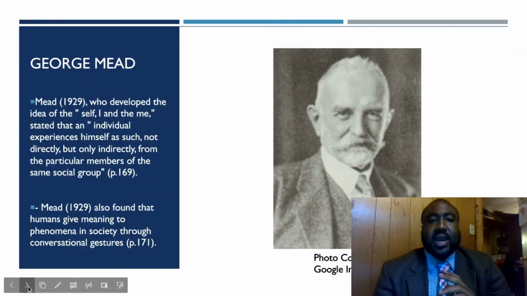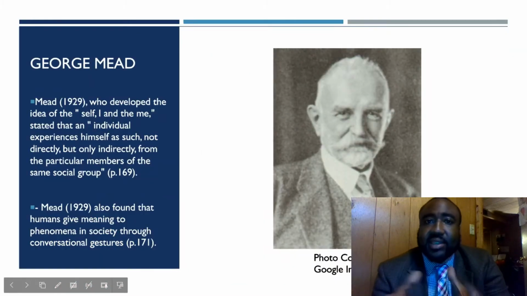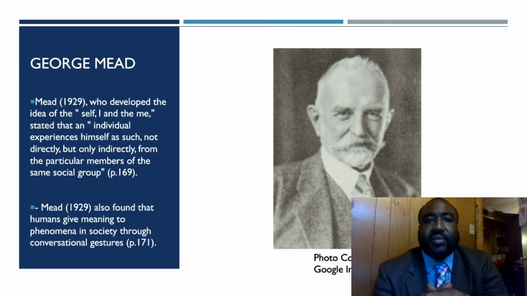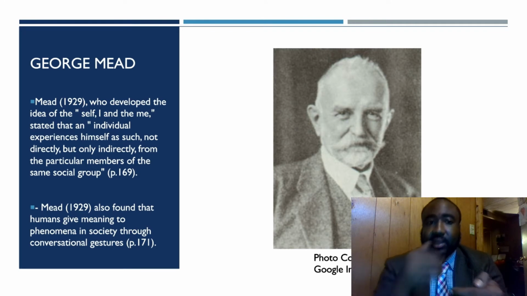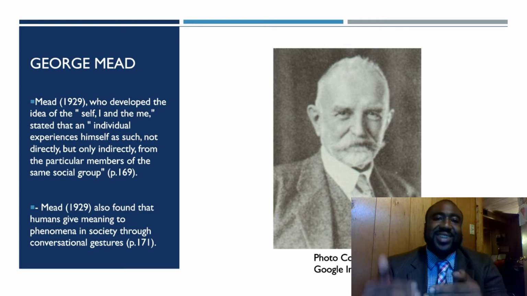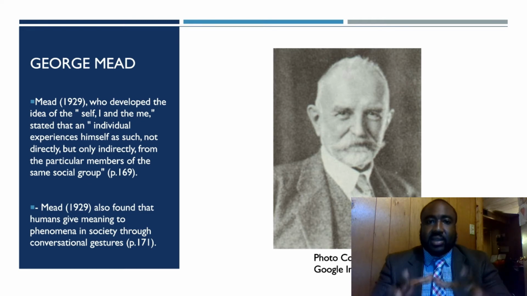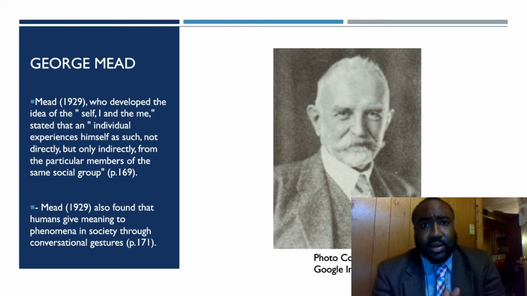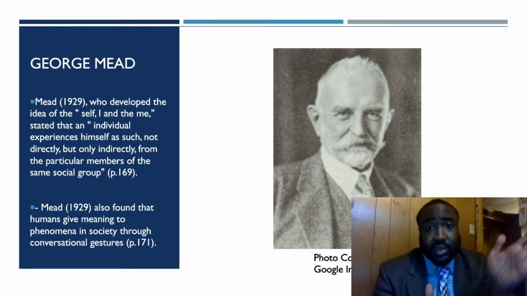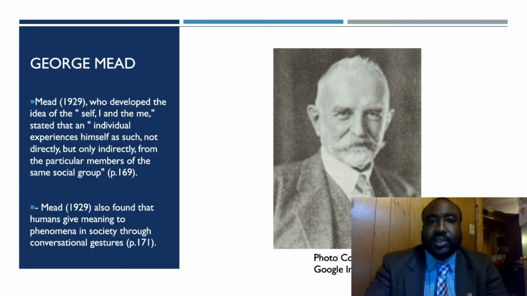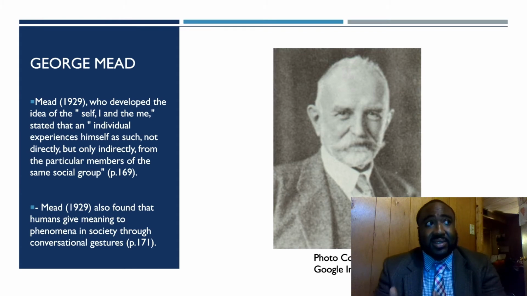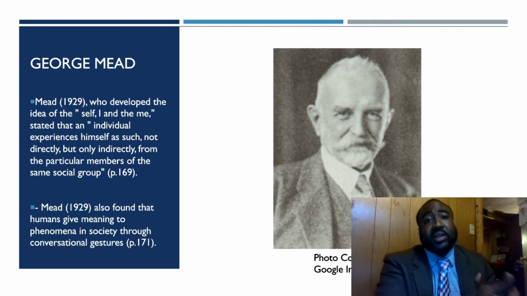So the first theorist that I had in the symbolic interactionist realm is George Mead. Now, George Mead developed a theory in which he called the self, the I, and the me, and he says that an individual experiences himself not really directly but indirectly from other members within that same social reference or group. So what Mead was basically saying is that if I give meaning to the tree, you may have a meaning for the same type of tree, and then thus we have two distinctive meanings that are symbolic to the same thing that we're trying to give meaning to.